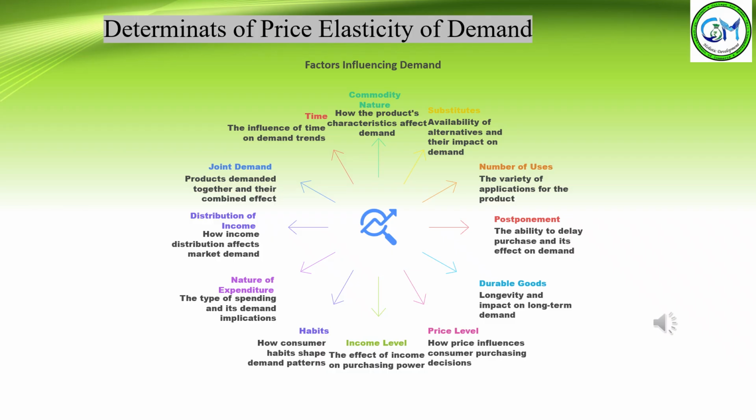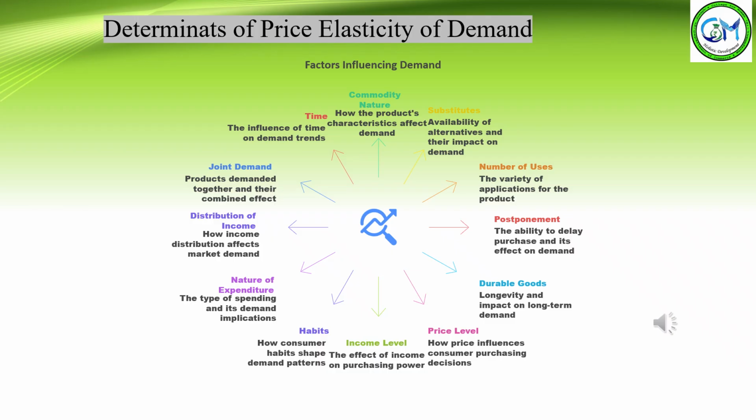Next one is habits. The demand for those goods to which people are habituated is inelastic. For example, cigarettes, coffee, etc. In case of higher prices, the smoker doesn't smoke less. And the next one, nature of expenditure. The elasticity of demand for a commodity also depends on how much part of income is spent on that particular commodity.